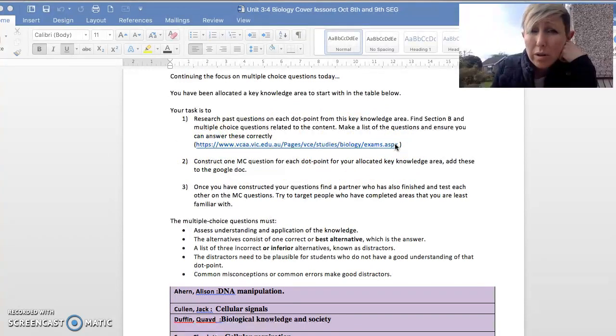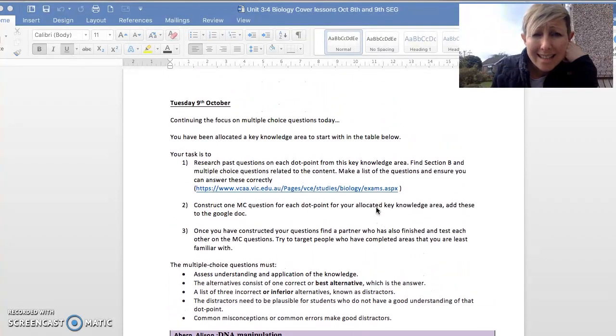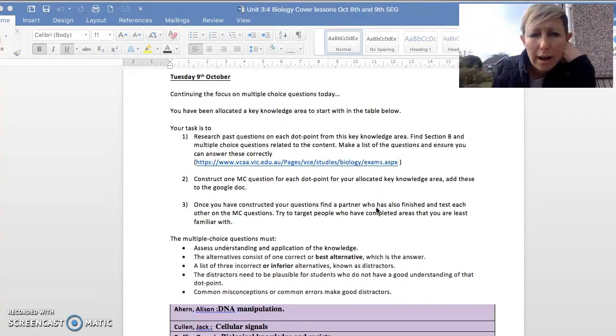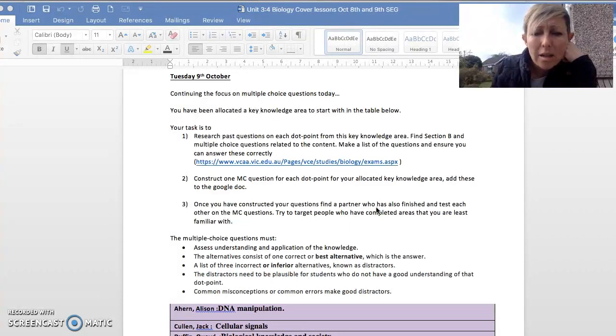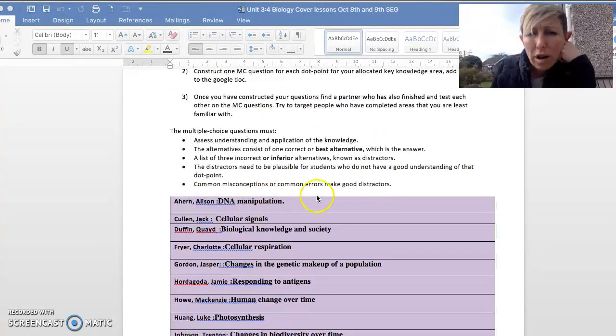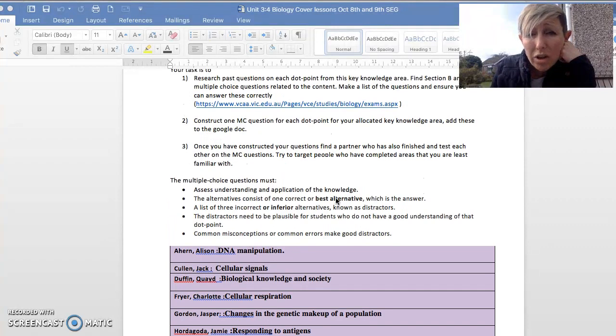So you might look at section B questions, you might look at multiple choice questions that relate directly to your area as an example of how VCAR structure their questions, the language that they use, and the style and the level of the questioning. Okay, so you'll find fairly low order straight recall questions and then some more complex questions in there. So Tuesday's lesson is an extended lesson. It's one of the 1.5 hour lessons. So I think you can probably get through 2 key knowledge areas and fill up that Google Doc with as many multiple choice questions as you possibly can.